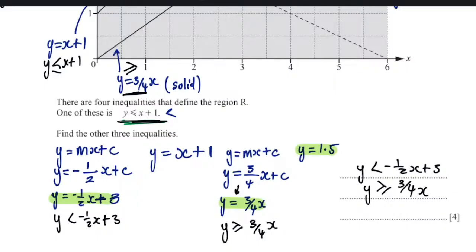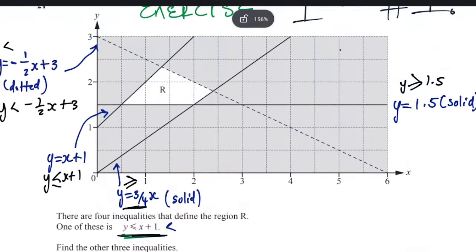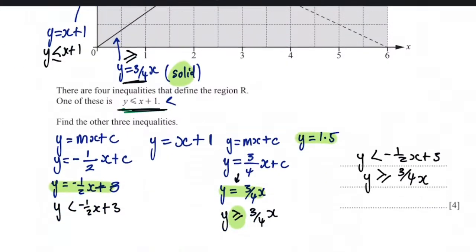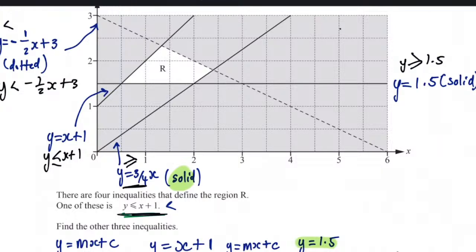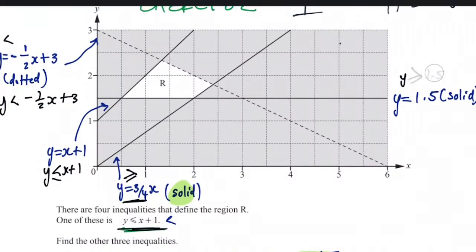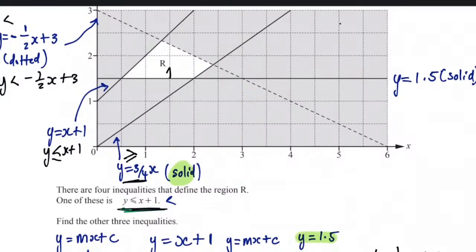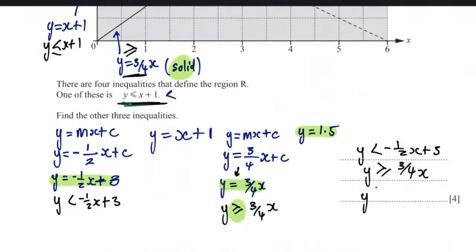Please, students, I will be so heartbroken if you make a mistake on this. Maybe you just put greater than only, you don't put or equal to. Come on, it's solid, so put or equal to. Here it's not solid, so don't put or equal to. You will lose the mark. After doing all the hard work, Mr. Clarify will be heartbroken. We saw that it's above. And because it's solid, it's greater than because it's above, and you put or equal to because it's solid. Now you can put this second thing, 1.5. So y is greater than or equal to 1.5.